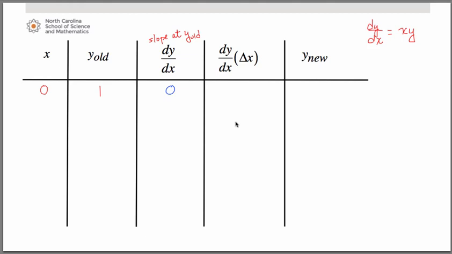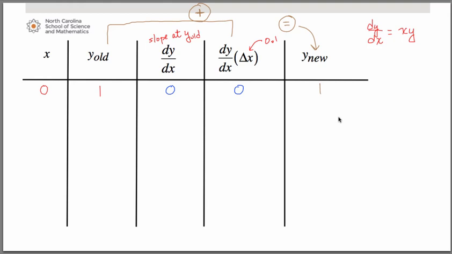That is my slope. The next piece of that formula is that I need to take that slope and multiply it by delta x. Now in this case, remember delta x was 0.1. So multiplying my slope, my dy/dx, times 0.1, of course I get 0. Now remember how the formula goes. My new y value is going to be equal to my old y value plus my slope times delta x, and that will equal my y value. So if I do 1 plus 0, I get 1, and that's my new y value.